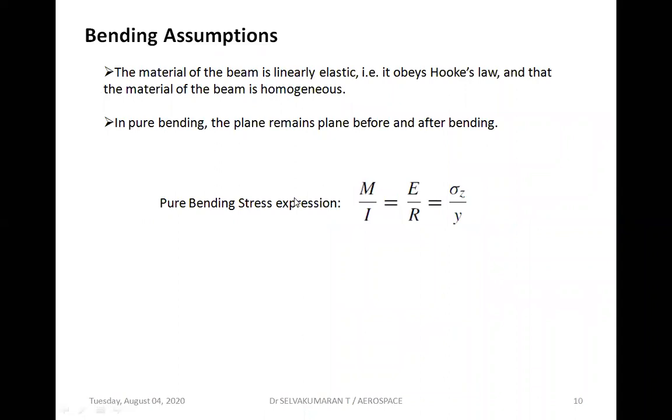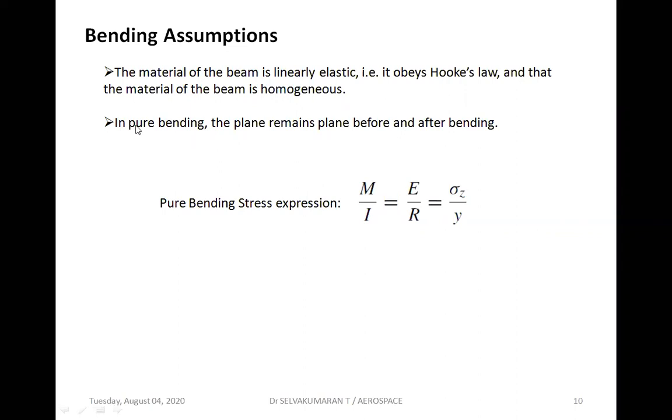Now, bending assumptions. Whenever you enter into structural problems, either structural mechanics, aircraft structures, solid mechanics or strength of materials, you should always keep in mind that the material of the beam is linearly elastic, homogeneous, and it obeys Hooke's law. That is nothing but stress is always proportional to strain. The first assumption is a familiar one which you can easily keep in mind whenever you go for any interview and you can answer it.